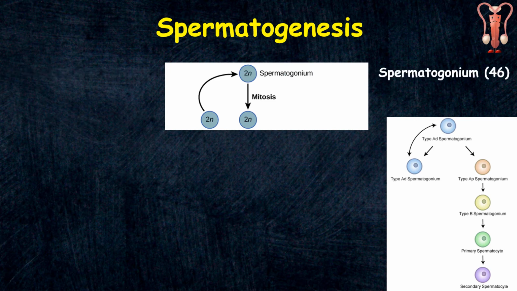And the phase of formation of primary spermatocytes by mitotic division. The 32 type B spermatogonia undergo mitosis to form 64 primary spermatocytes. The primary spermatocytes are large cells with a large nucleus having the diploid number of chromosomes, that is 2n.